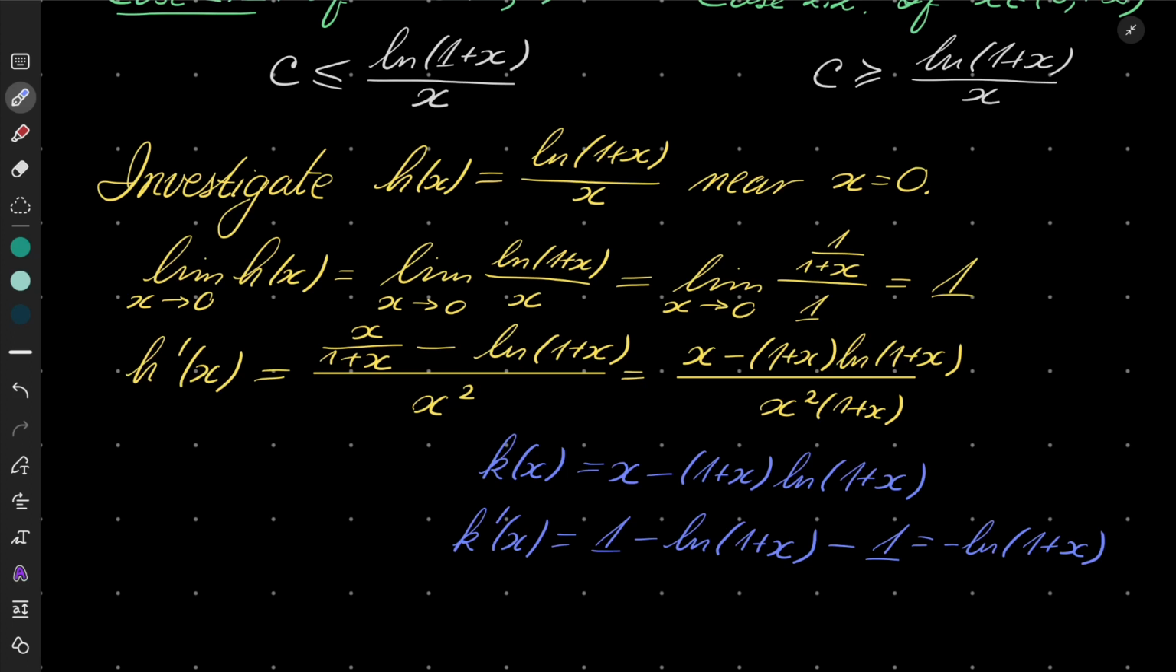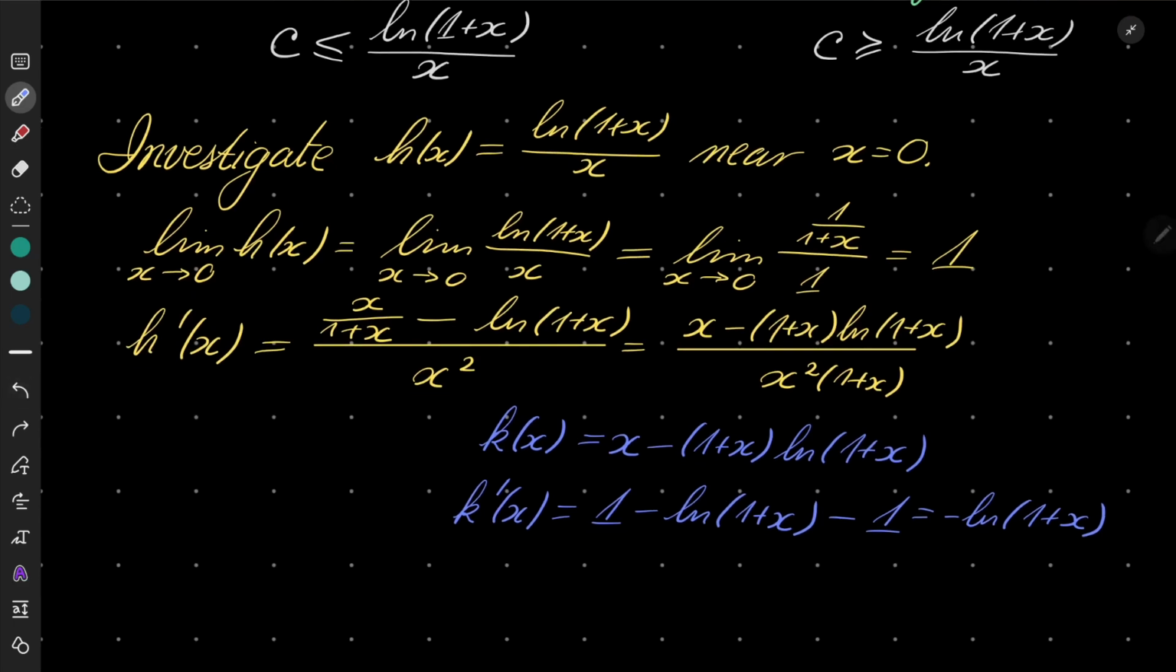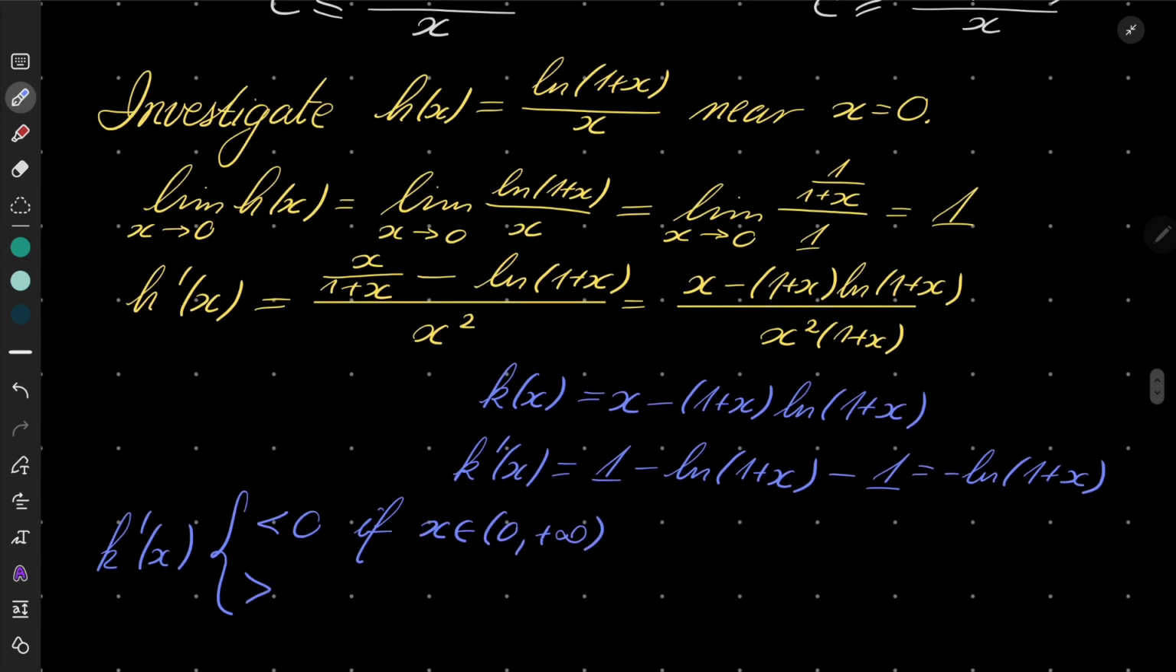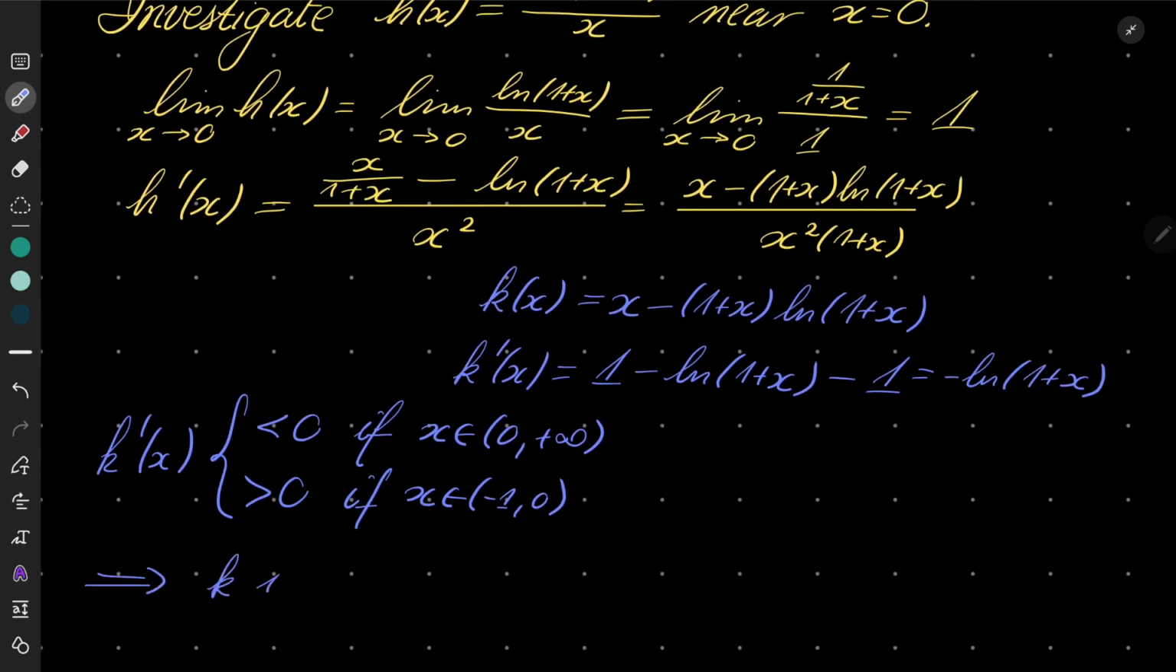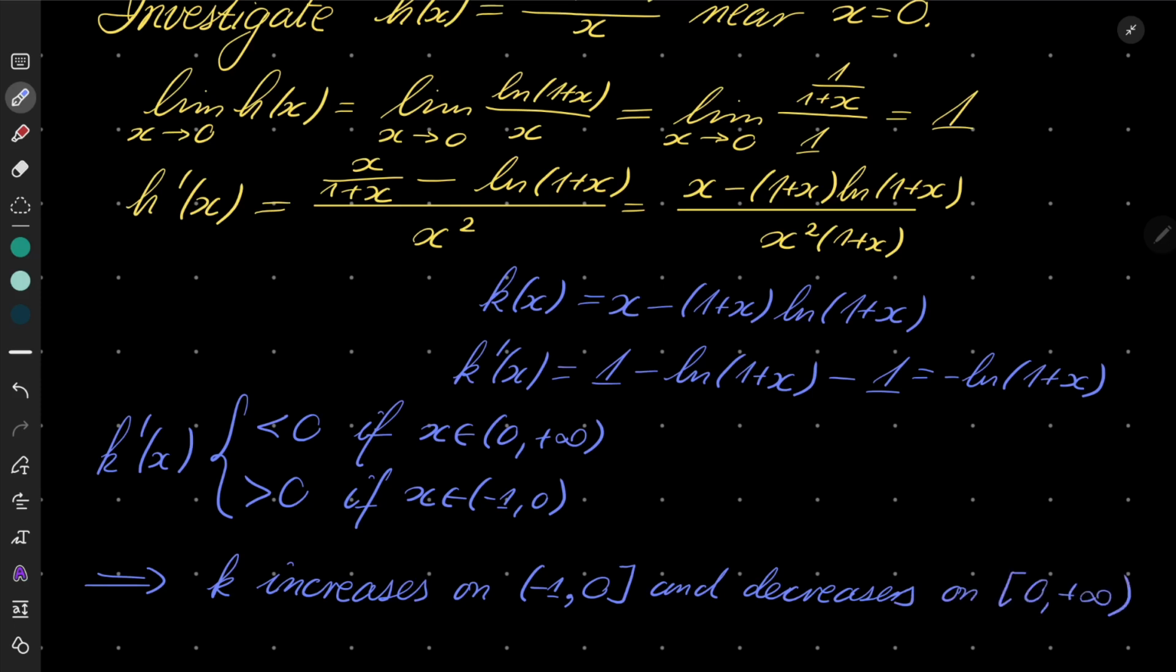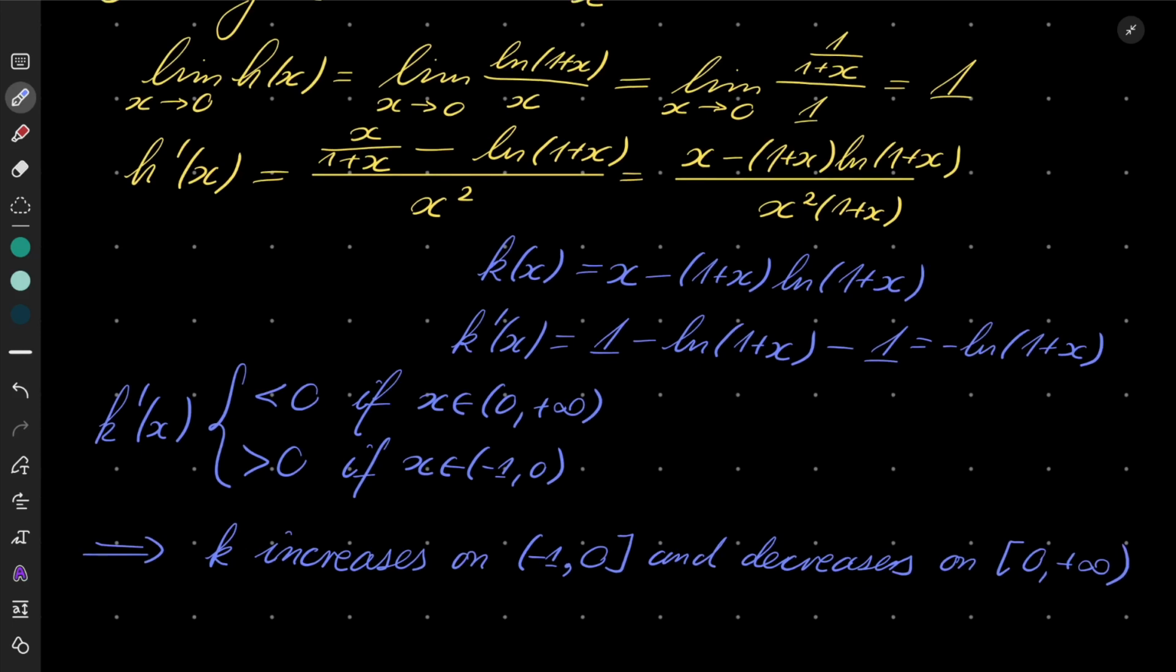And that means that for our function, we see that this k prime of x is negative where x is greater than 0, and if x is from -1 to 0, I have a positive derivative, which means that k increases on (-1, 0) and decreases on (0, infinity). So k attains its maximum at 0.